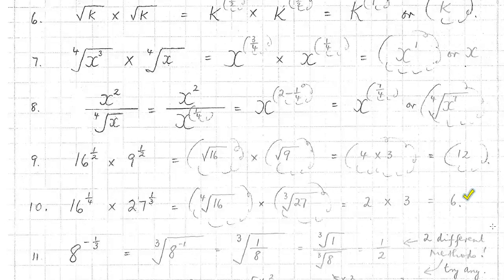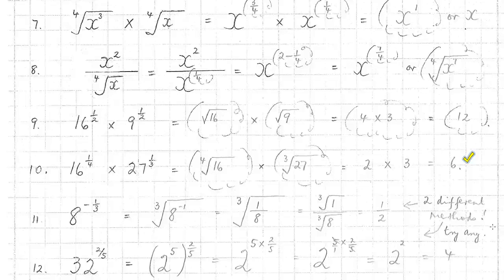Right, 8 to the power minus 1/3. I'm going to show you 2 different methods for number 11 and 12. Let's look at number 11. Well, that's 8 to the power minus 1, the cube root of that. Now, 8 to the minus 1 is 1 over 8. And the cube root of 1 over 8 you could know straight away is a half. Or you could say the cube root of the top is 1, the cube root of the bottom is 2.